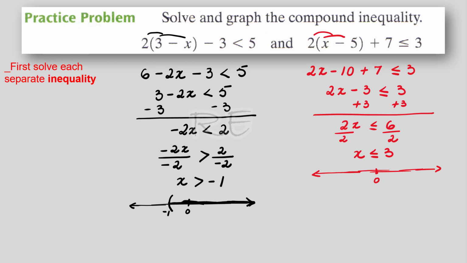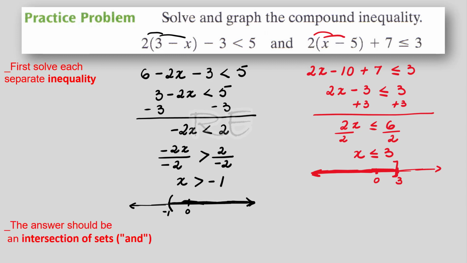So at 3, we're going to have a close bracket, and we'll take all the values to the left of 3. That is all the values that are less than 3.